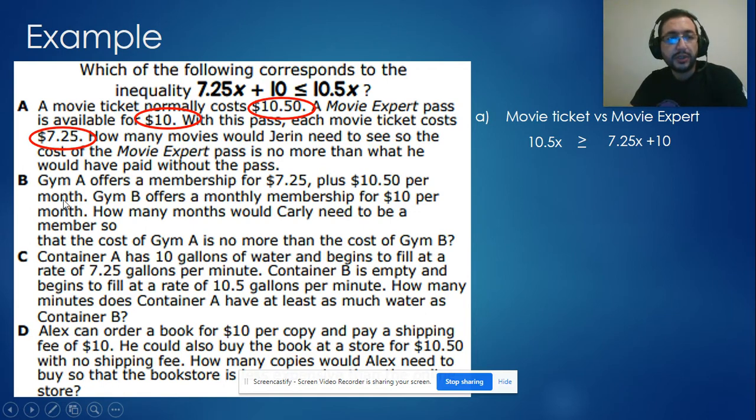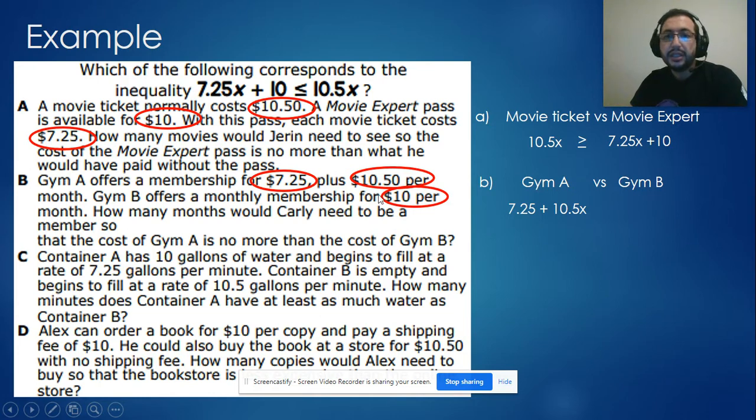Now, let's look at option B and write an inequality for letter B. There are two options, gym A versus gym B. The first one is $7.25 plus $10.50 per month, so the 10.50 per month is the one that needs a variable. Then gym B will be $10 per month. Since it says per month, we're going to need a variable. For the inequality sign, we look at the question: gym A, no more, so gym A is less than or equal to gym B.